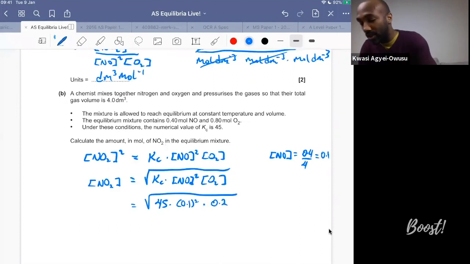So I've got 45 times 0.1 times 0.1 times 0.2 equal to 9 over 100. And if we find the square root of that, gives us 0.3. Okay, so 0.3 is our concentration.